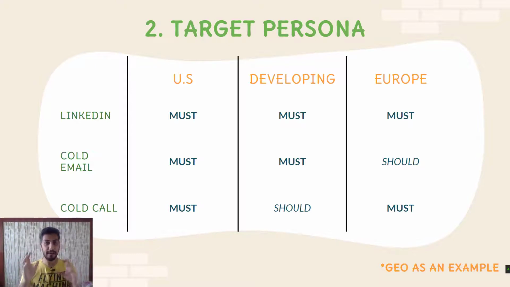And this is in target persona, I have only discussed geographies. You can do the same thing for which target audience you're going after, right? And then you can plan, okay, this title, maybe a CXO won't accept a cold call very easily, and I need to be very personalized in a cold email. Let's just say that, right?